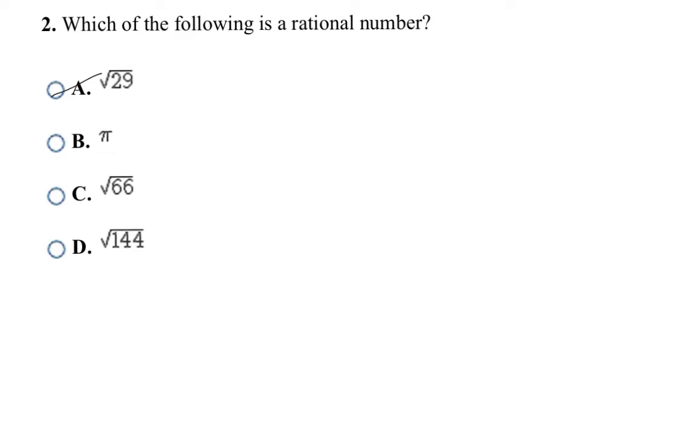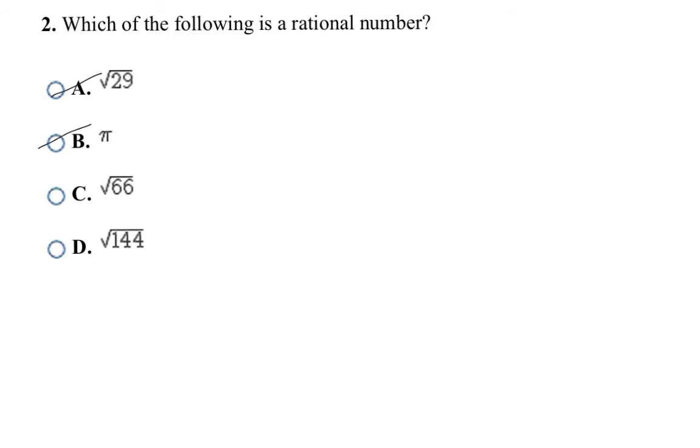Pi, we know, is 3.141592, and the number just keeps going also. Pi by definition is a number that is a decimal that just doesn't repeat and doesn't end. So it's not going to be B.